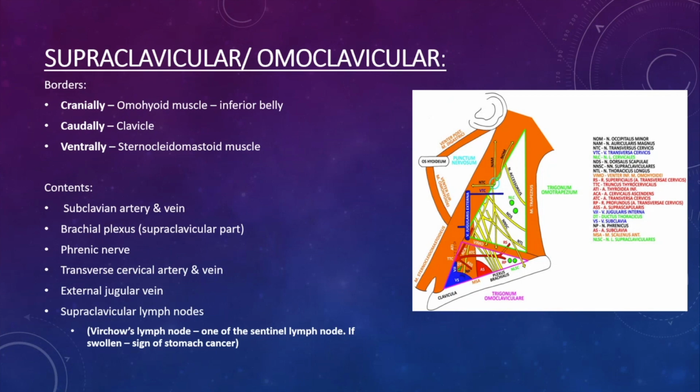Lastly, the phrenic nerve, the transverse cervical artery, and the external jugular vein are the only 3 structures that are present in both triangles. So they run through both triangles from superiorly to inferiorly, basically.